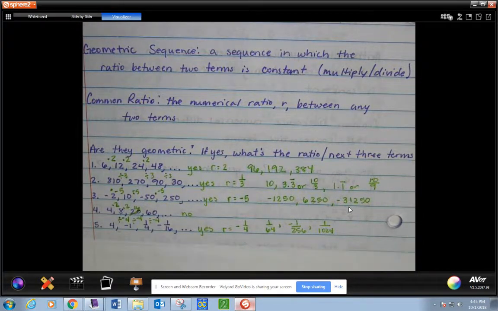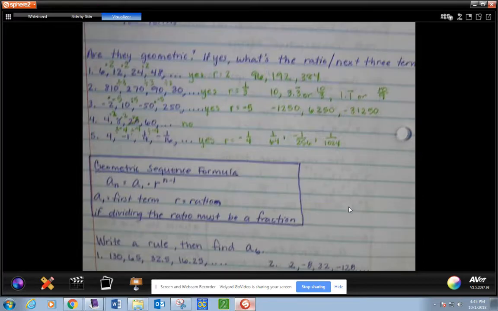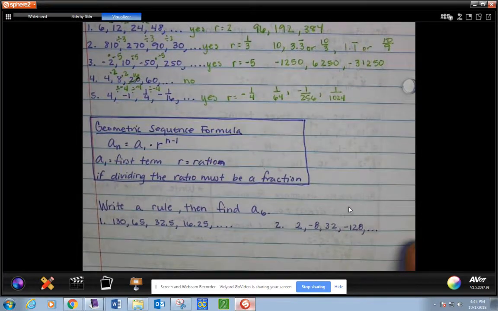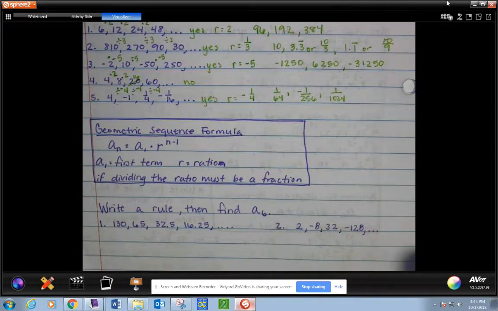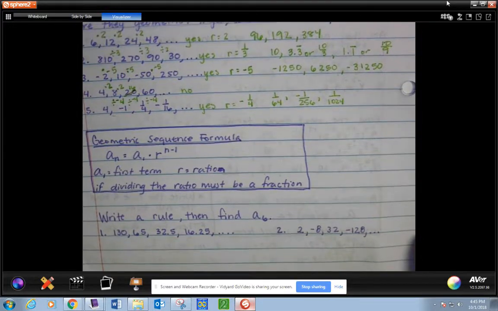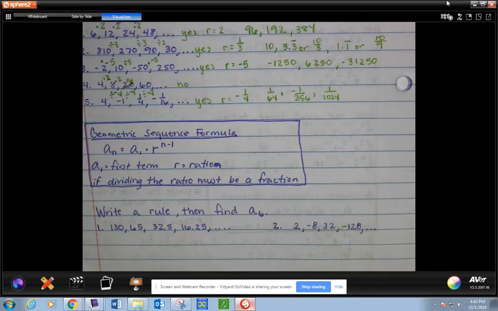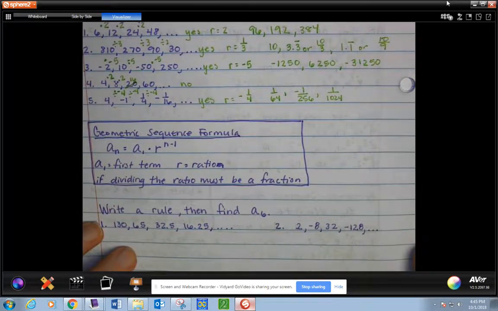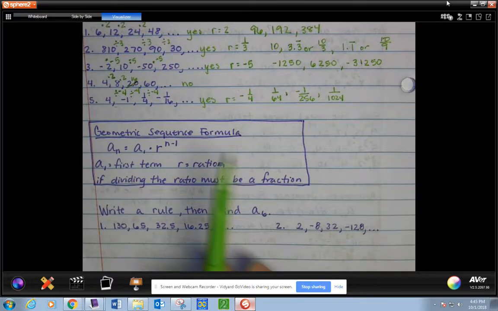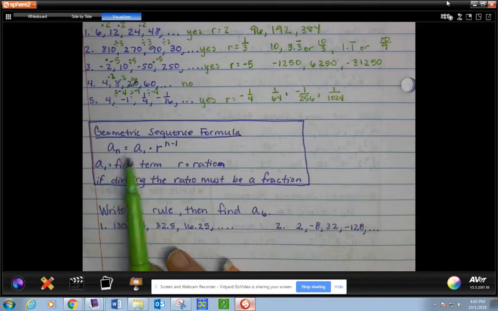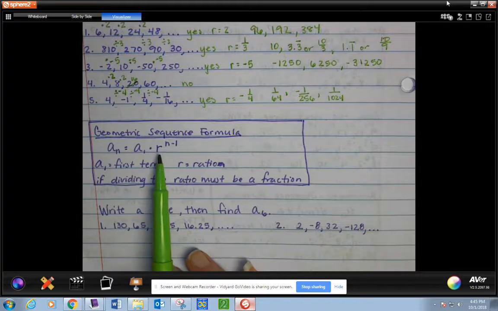Okay, now that you have that, if you will go ahead and write this next section that I've done in purple for me. So go ahead and pause and write all that for me. Once you have it written, unpause. Okay, the rule changes when we're doing geometric sequence. The rule is now a sub n equals a sub 1 times r to the n minus 1 power.